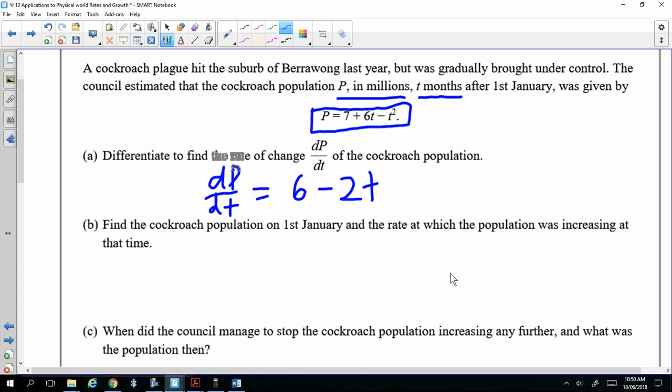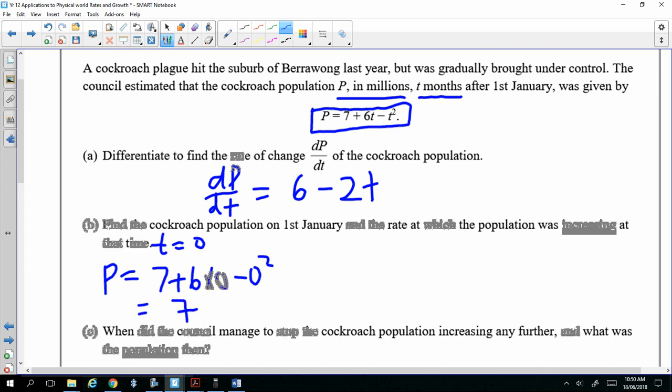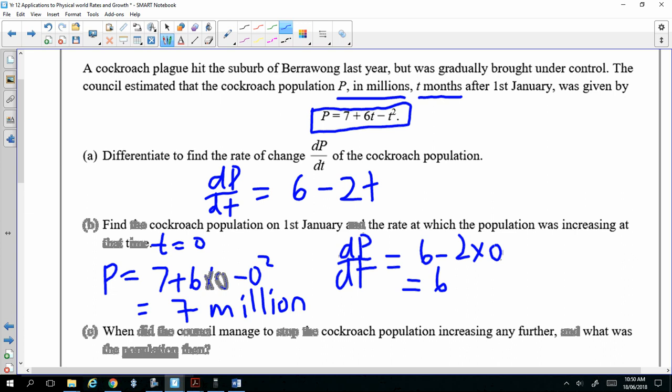You have to find, when t is 0, the population, so we substitute t equals 0: P equals 7 plus 6 times 0 minus 0 squared, which is just 7. Now that 7 means not 7 cockroaches, but 7 million cockroaches, because P is in millions. Alright, and then we also have to find the rate. So the rate will be dP/dt. So dP/dt at t equals 0 will be 6 minus 2 times 0. That will be 6 million cockroaches per month, because t is in months. So the rate will be per month.